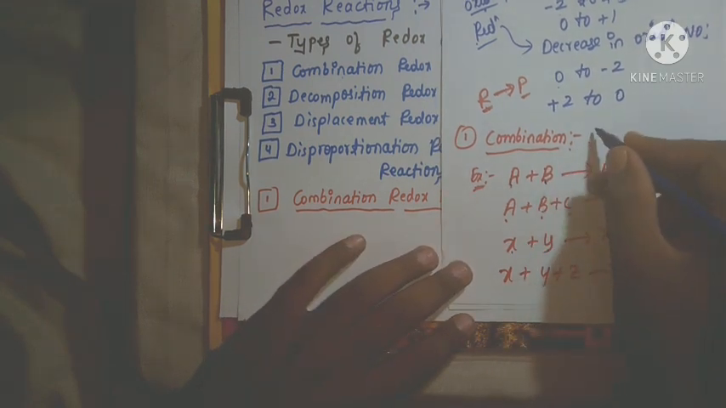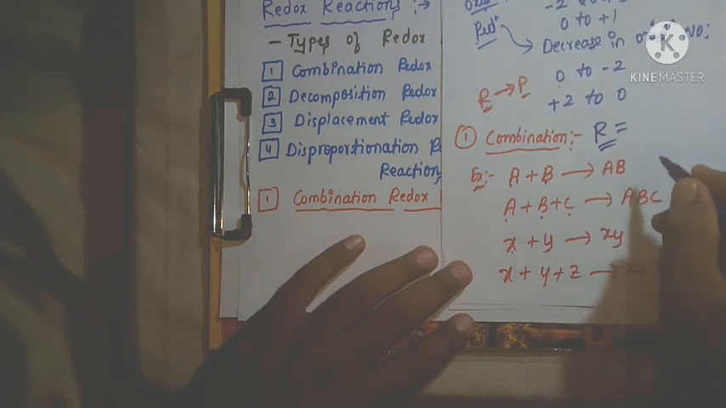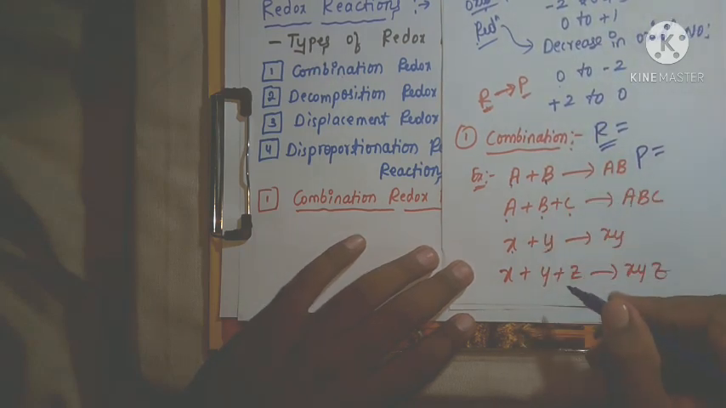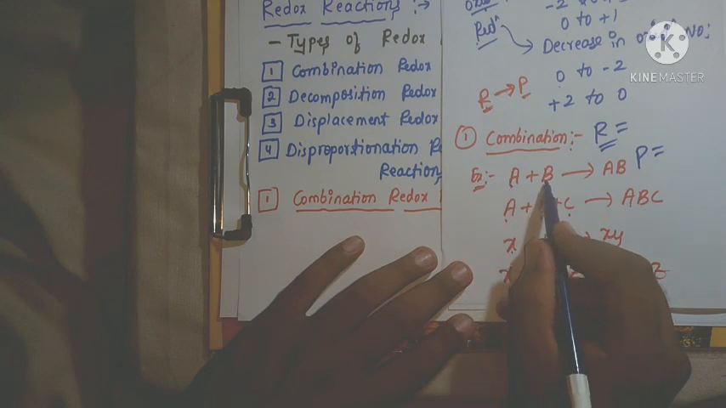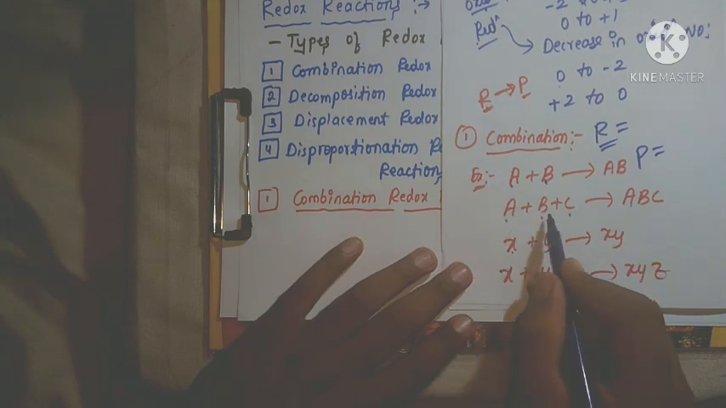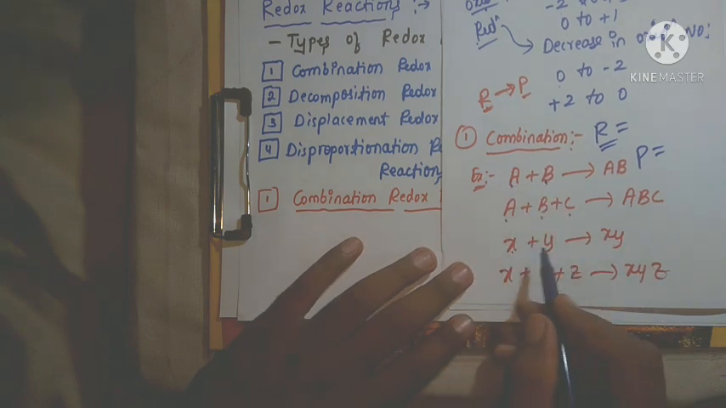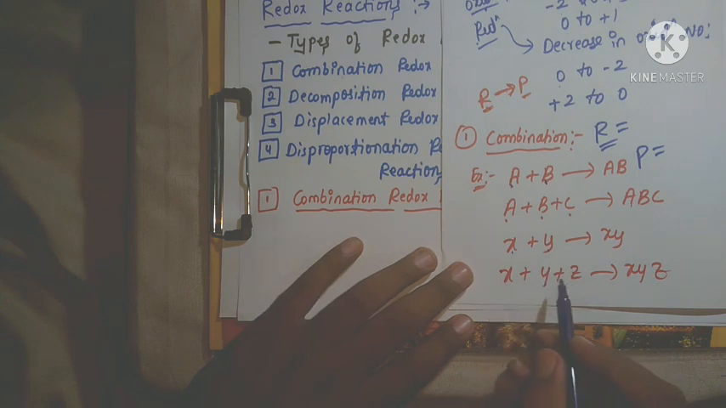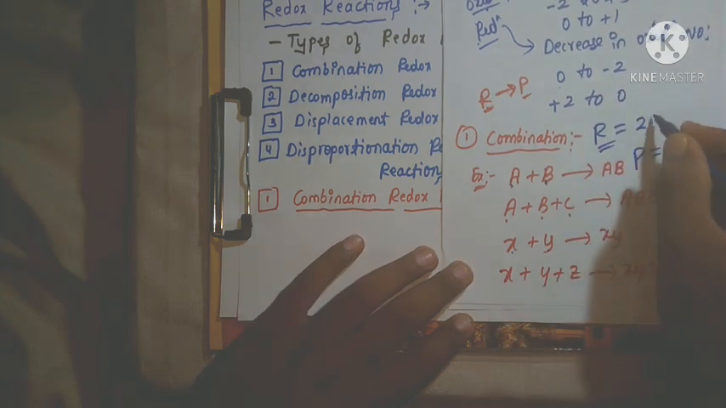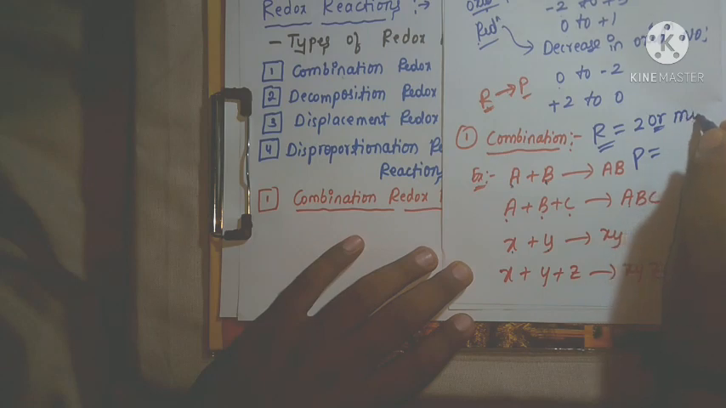In all reactions, how many reactants are there and how many products are there? Just count. Here how many reactants? 2. Here? 1, 2, 3. Here? 2. Here? 1, 2, 3. Maybe reactants 2, or sometimes more than 2.